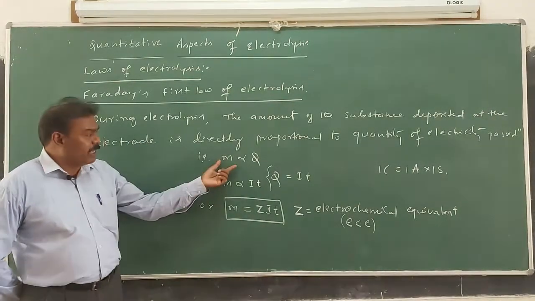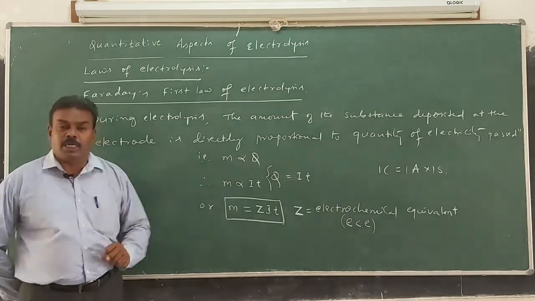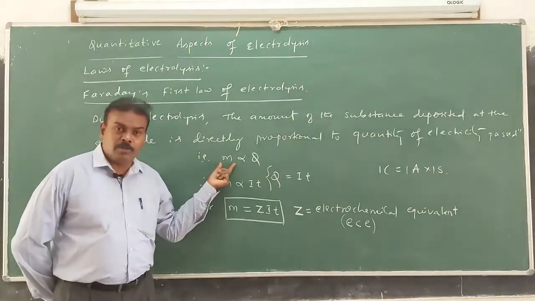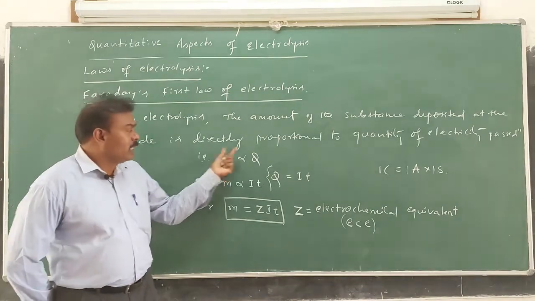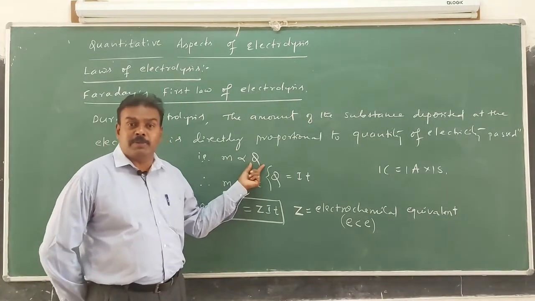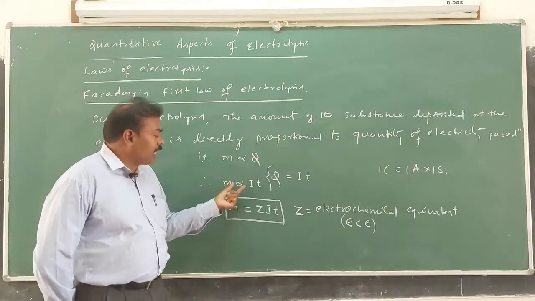It is given by small m proportional to Q, where small m is the mass of the substance deposited and Q is the quantity of electricity passed. This relation can be written like this also.